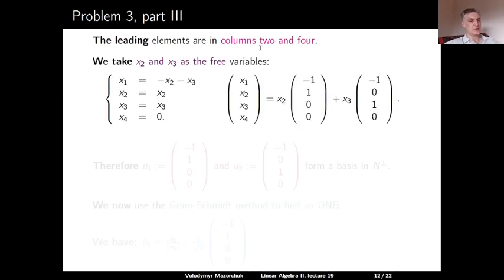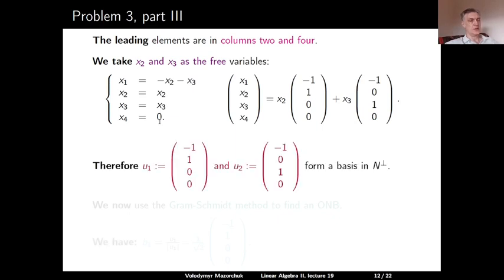So we can take x2 and x3 as the free variables. From the first equation we get that x1 is equal to minus x2 minus x3. From the second equation we have x4 is equal to 0. And x2 is equal to x2 and x3 is equal to x3 are two trivial equations for the free variables. In the vector form, x1, x2, x3, x4 is equal to x2 times the coefficient vector minus 1, 1, 0, 0, plus x3 times the coefficient vector minus 1, 0, 1, 0.